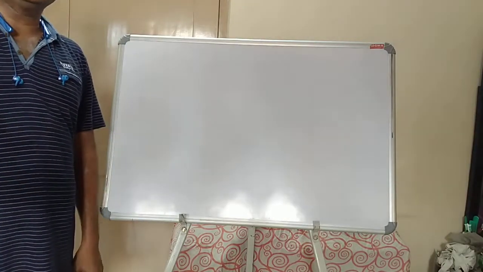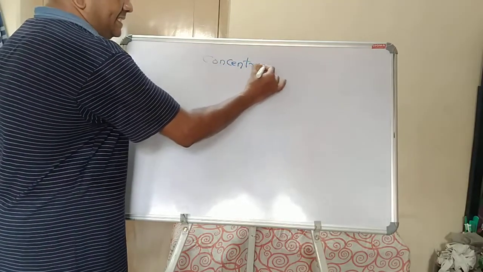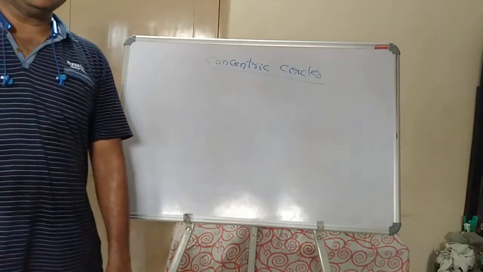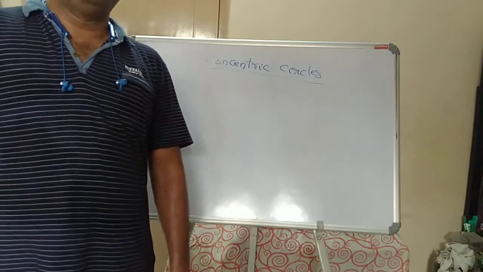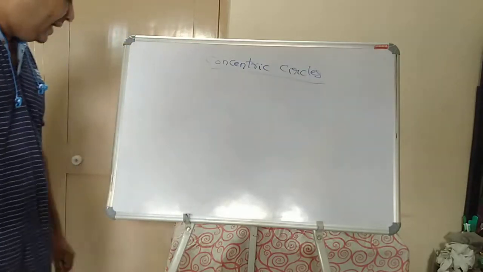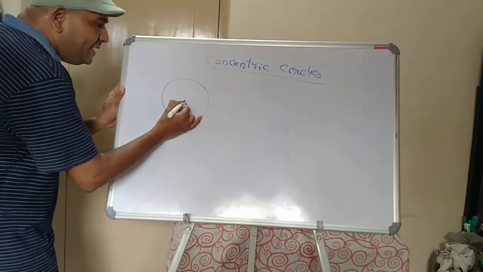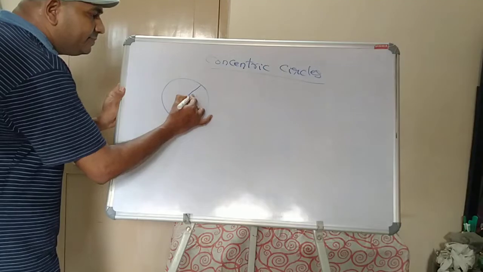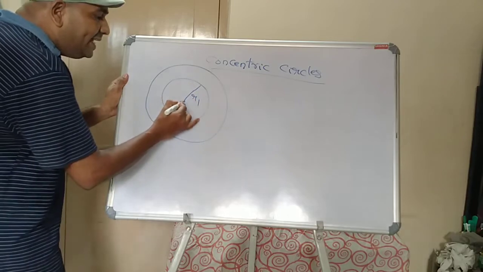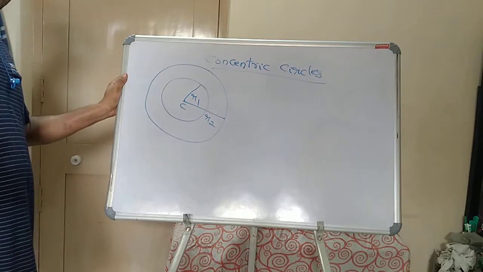Now, concentric circles. Two circles having the same center but different radii are called concentric circles. Let us take this as one circle with center C, radius r1. This is another circle with center C, radius r2. The two circles are called concentric circles.